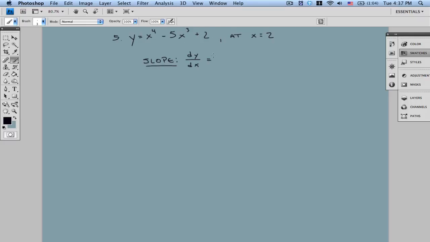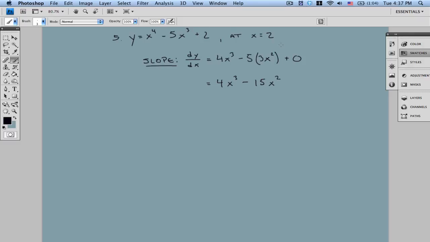We just use the power rule on each of the terms. The first one's going to become 4x cubed. The second one, we'll leave the minus 5 out front for now, and then take the derivative of x cubed, which is 3x squared. And the derivative of a constant, like 2, is always just 0. We'll simplify this a little bit to get 4x cubed minus 15x squared.